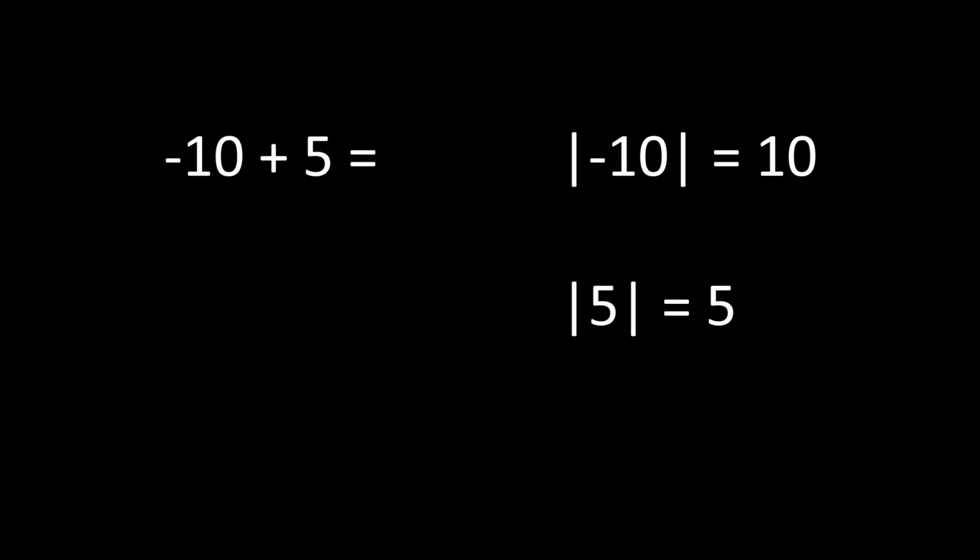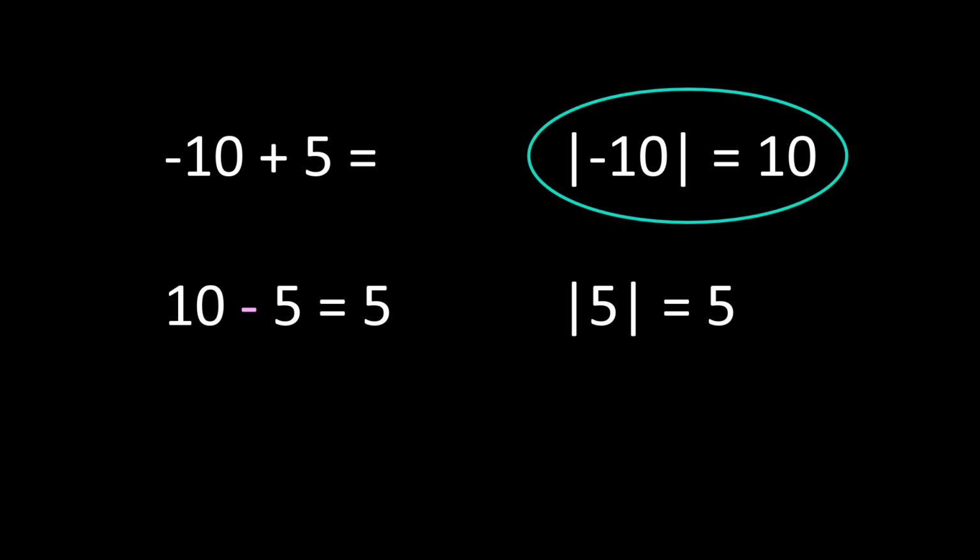So the number with the larger absolute value, the negative 10, we'll start with its absolute value of 10, and we're going to subtract 5. So 10 minus 5 is 5. And now we need to determine whether the 5 should be positive or negative. So we're going back to our absolute values, and we need the number with the larger absolute value. That's the negative 10. So our 5 is going to be a negative. So negative 10 plus 5 is negative 5.